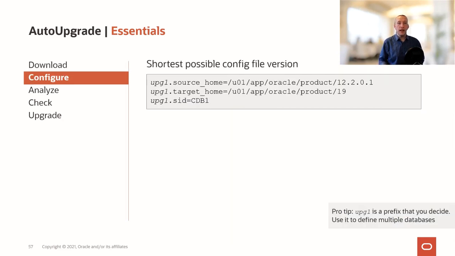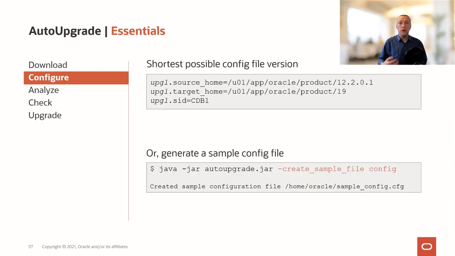Once you've verified that, it's time to configure AutoUpgrade. It uses a simple text format configuration file, and the simplest possible file that you can create looks something like this. You have to specify the source and target Oracle homes, and also the SID of the database that you want to upgrade. You can also create a sample configuration file. It has examples on how to use AutoUpgrade in more advanced scenarios, and it lists all the details.